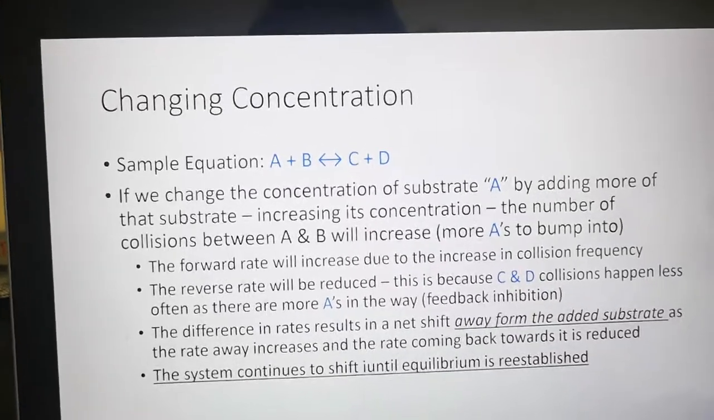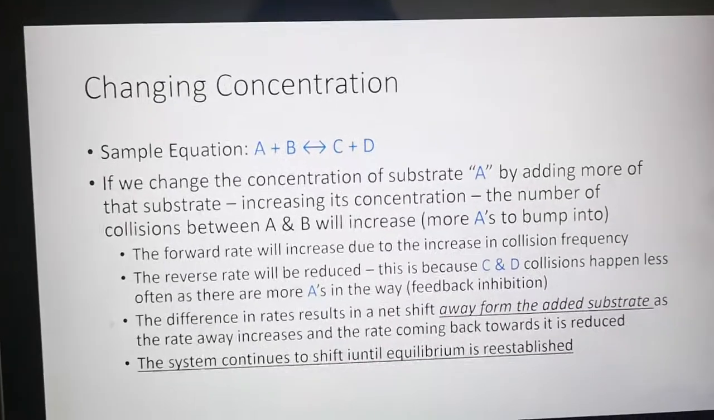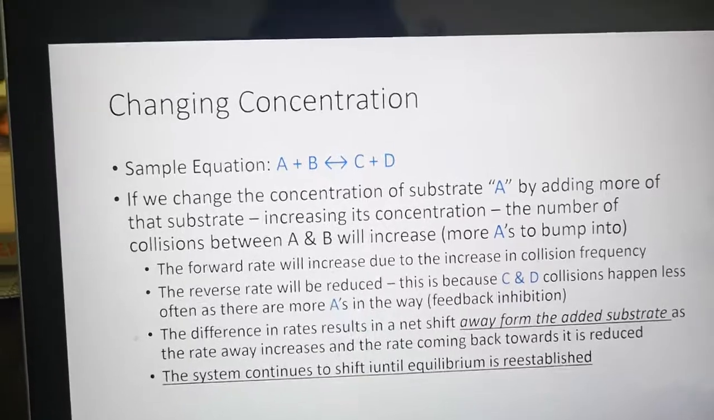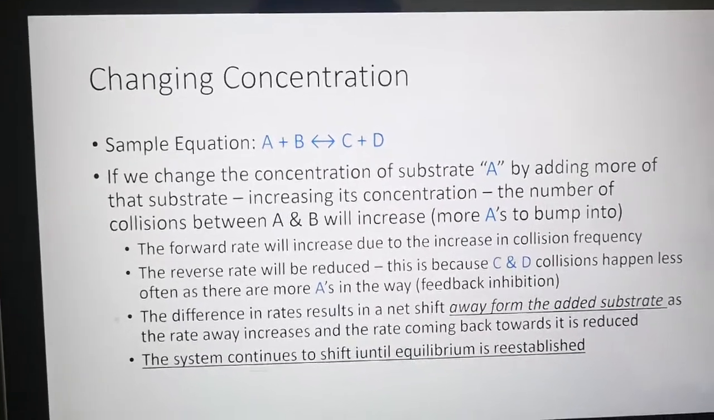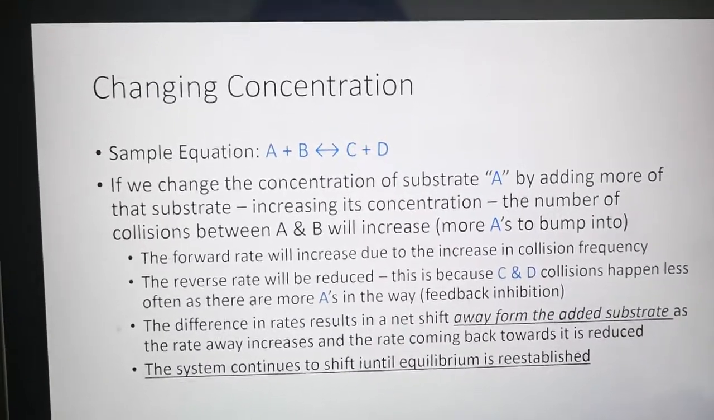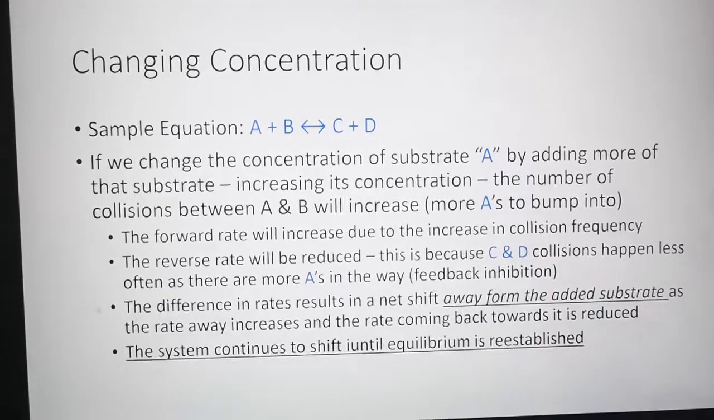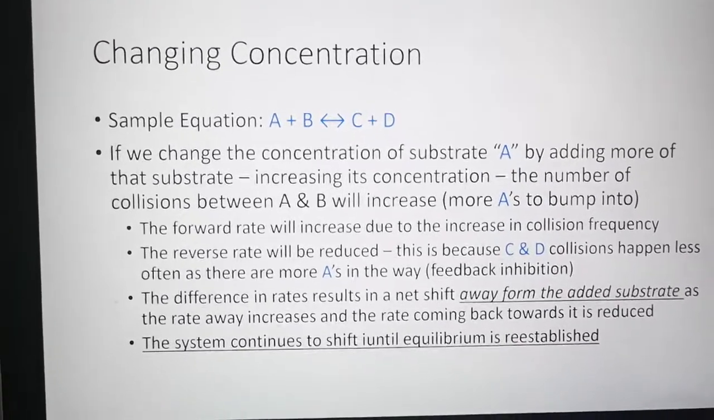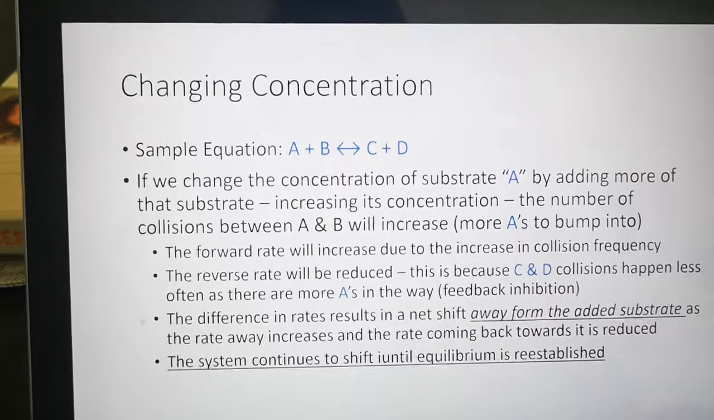So if the forward reaction speeds up and the reverse slows down, there's a net shift away from the substrate we added, substrate A. It shifts to the right to make more C and D and consume the A's that you added to the system. Eventually the rates will be equal again and you're right back at equilibrium.